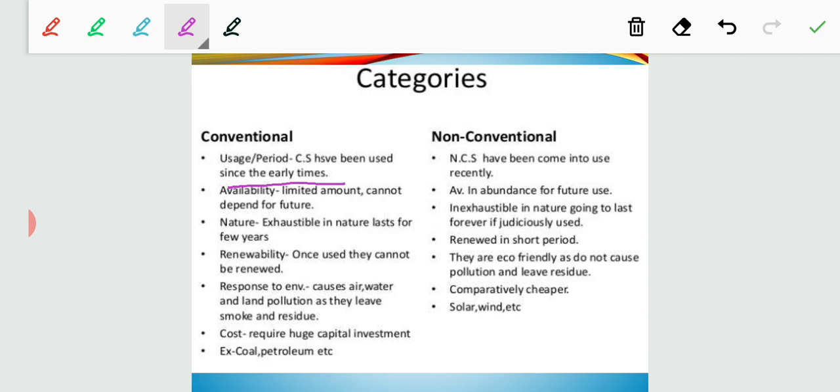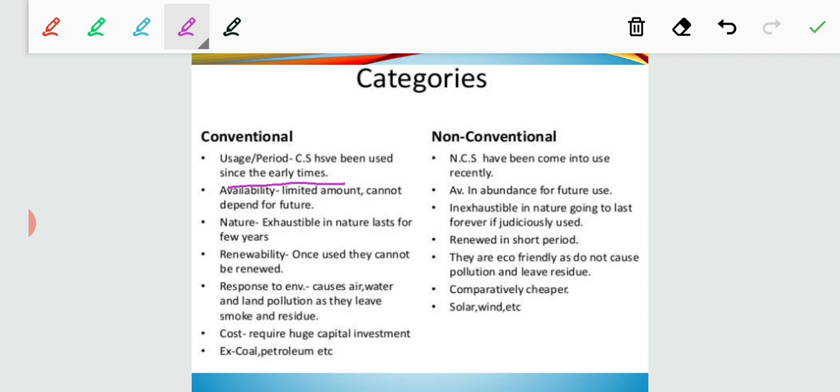Second, availability. The second point of difference, that is the basis or the criteria to make the difference, is availability. So, conventional resources are limited and cannot be depended on for the future. That means if it is exhausted, then in the future there will be no resource present coming under the category of the conventional energy. So, its availability is limited, and the non-conventional one is in abundance for future use. Okay, so non-conventional are in plenty, that is its availability.